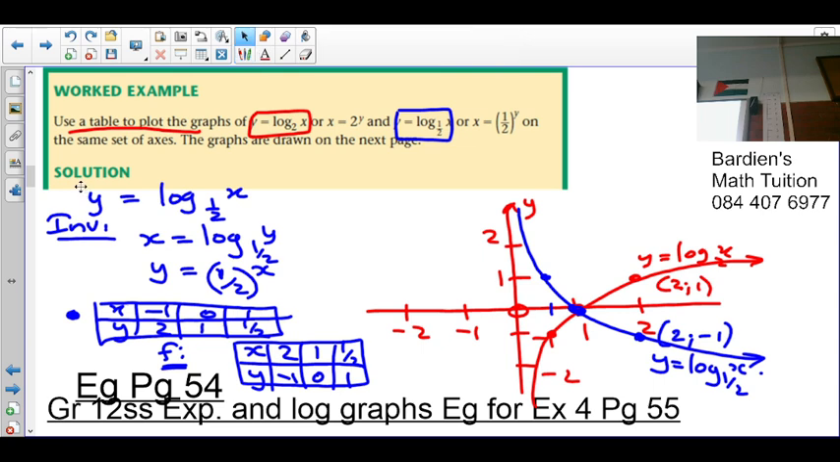People, what is the relationship that exists between these two graphs? It's a reflection in the x-axis. As you can see, reflection in the x-axis, y becomes negative. And that's how we draw this graph.